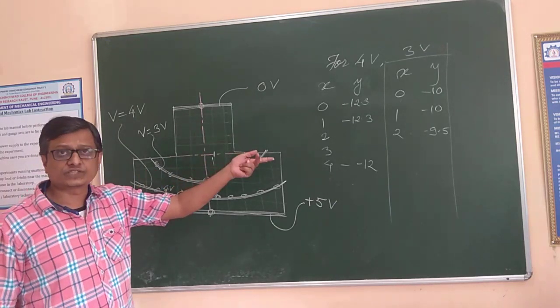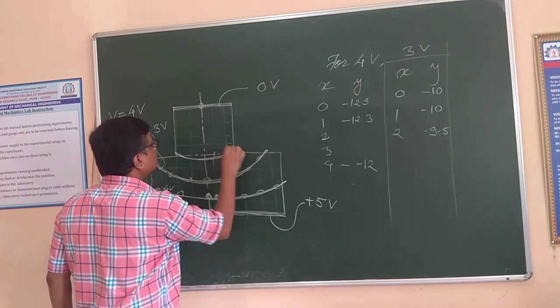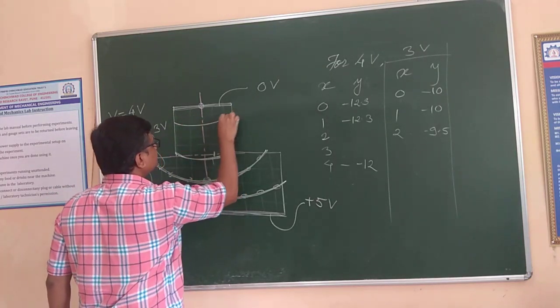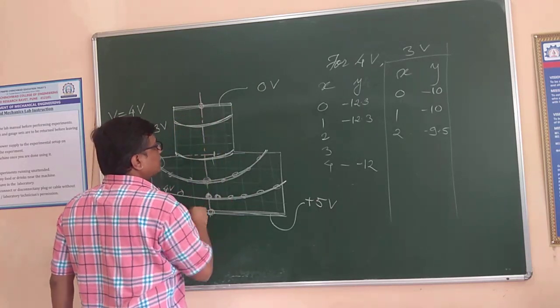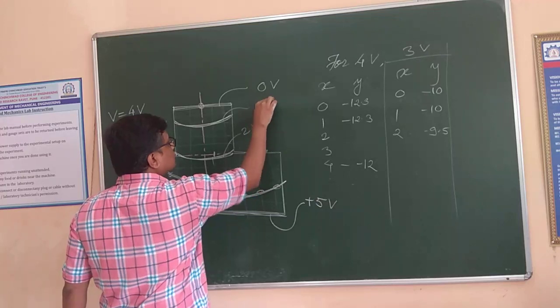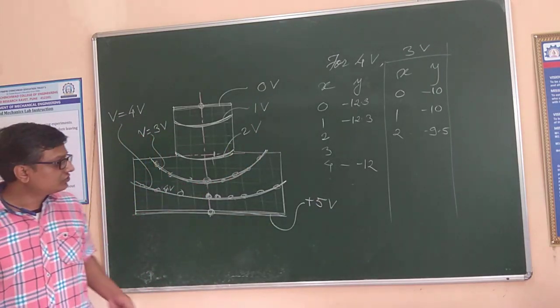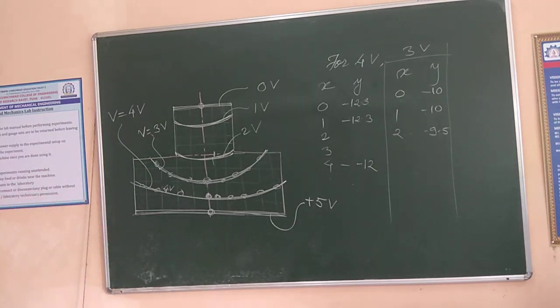Like that, repeat the process for 2 volt, you will get the curve to be something like this. Repeat the process for 1 volt, you will get the curve to be something like this. Right? So this curve is of 2 volt, this curve is of 1 volt. So all these are the equipotential curves.